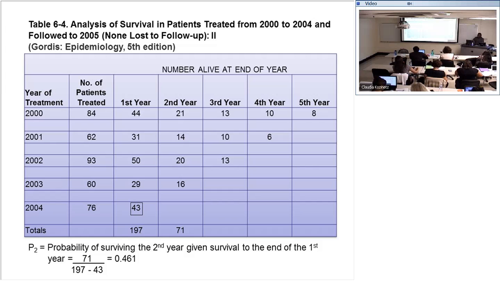So here we had 197 people alive. But these 43 were treated in, I think, the 4th year, and followed for only 1 year. So in the second year, we don't have any information about them. That's why we have to take them from the denominator.